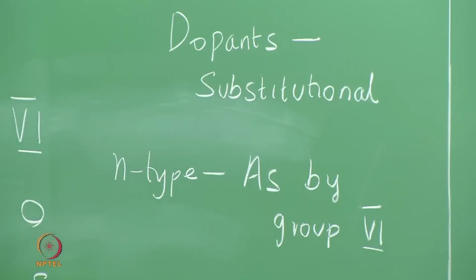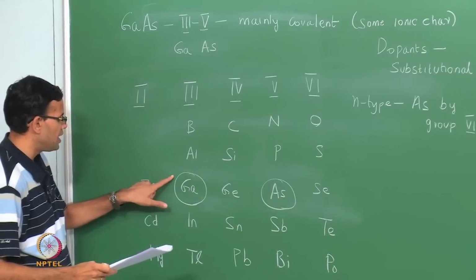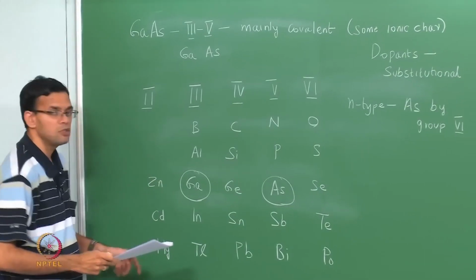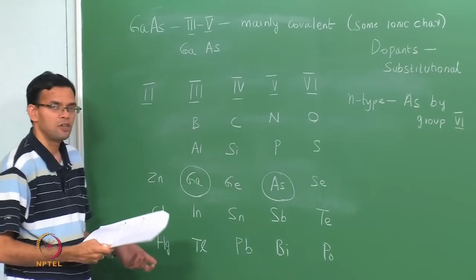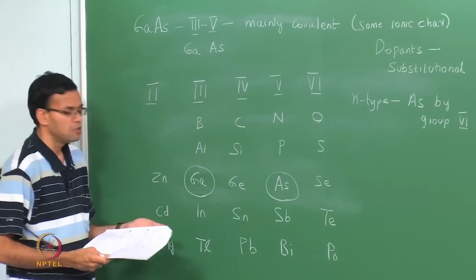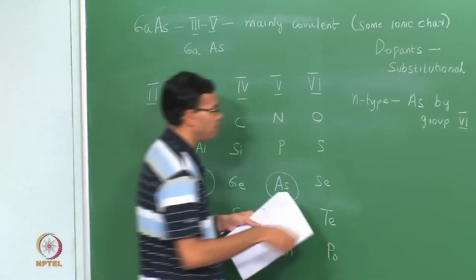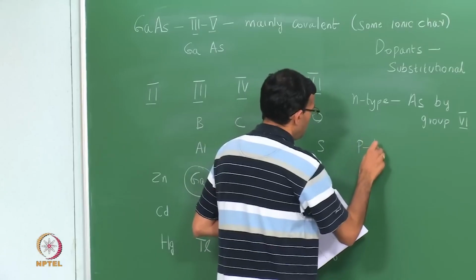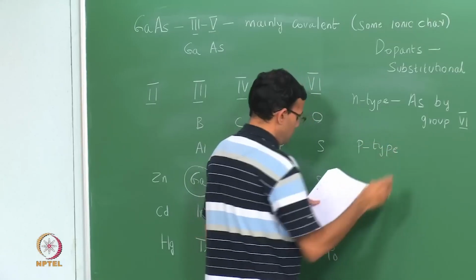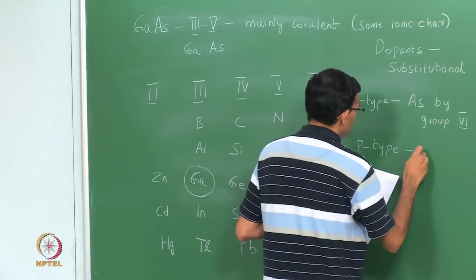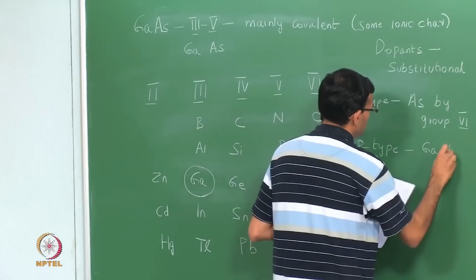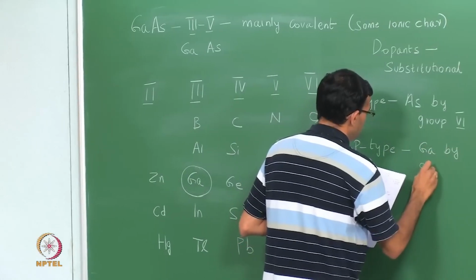We can use the same argument if you want to make a p type semiconductor. We replace gallium by any of the group 2 elements, which have one less electron, or you have one hole. That will make it p type. So, if you want to make something p type, you can replace gallium by group 2.